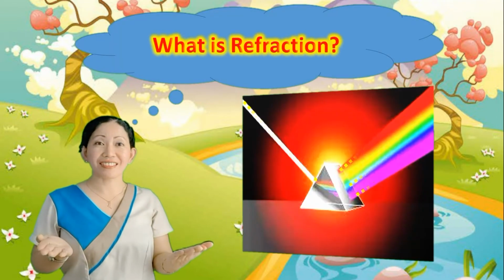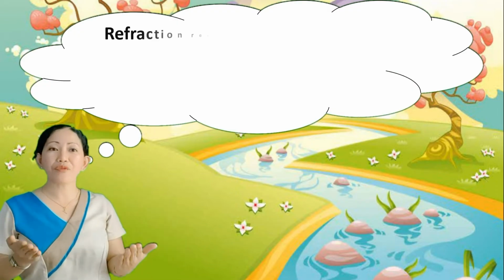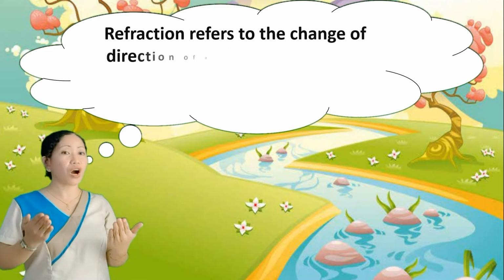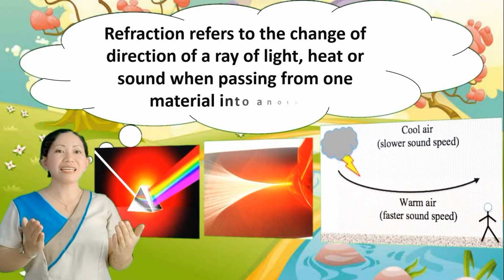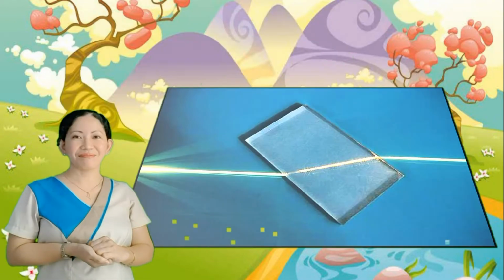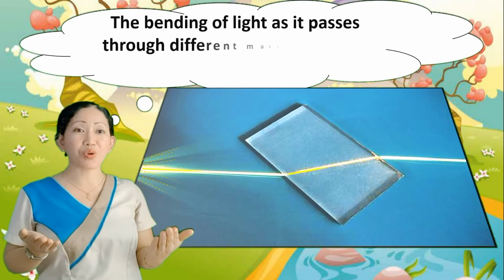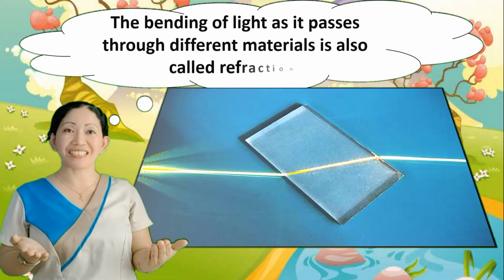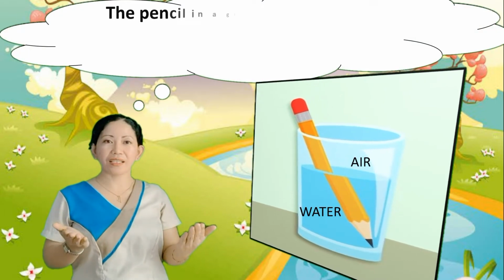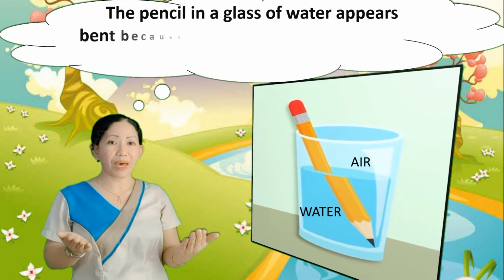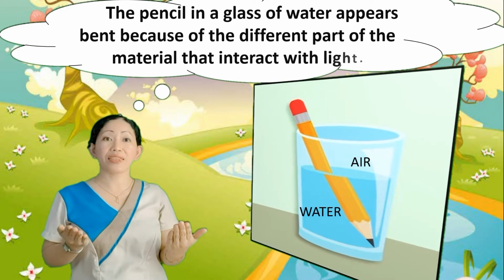What is refraction? Alright, refraction refers to the change of direction of a ray of light, heat, or sound when passing from one material into another. The bending of light as it passes through different materials is also called refraction. For example, the pencil in a glass of water appears bent because of the different materials that interact with light.